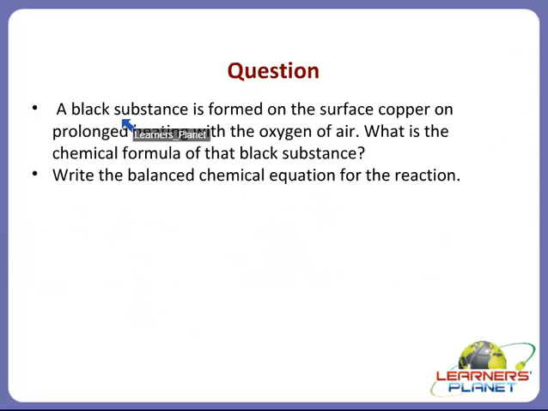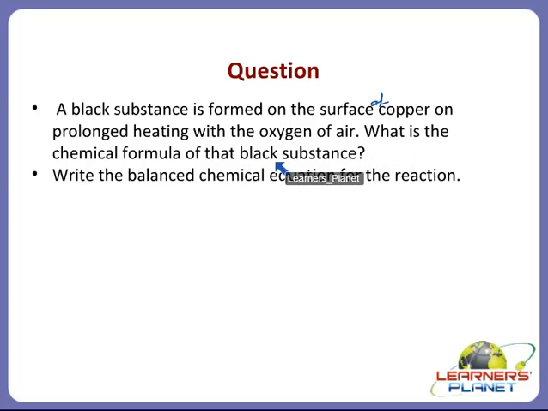Now let's take up our next question. A black substance is formed on the surface of copper, right, on prolonged heating with oxygen of air.